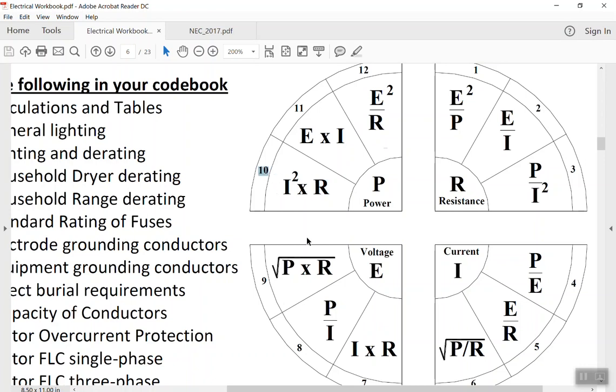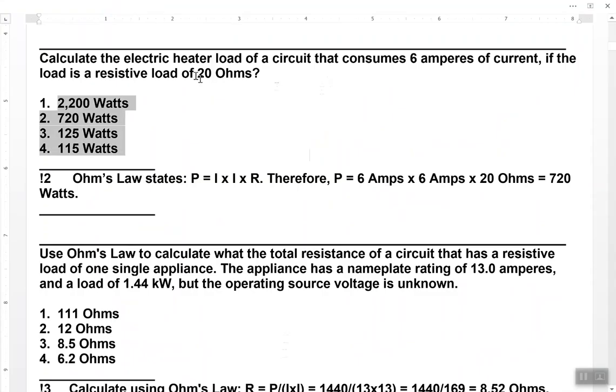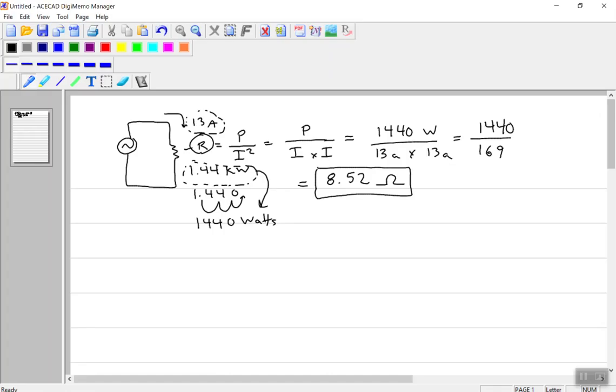Okay, it's very important to go to the right section of the wheel, in this case power, choose the appropriate one out of the three formulas in that section of the pie, and then knock this thing out. Okay, so let's go ahead and put this one in our notes. In this case we have 6 amps and 20 ohms. So we'll just draw it, 6 amps and 20 ohms in our notes.